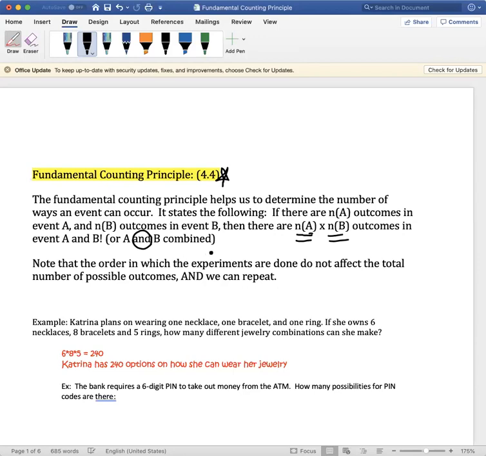So if we said, how many ways are there for us to cook eggs and make toast? There are 8 ways to cook eggs. There are 3 ways to make toast. 8 times 3 is a total of 24 possibilities of cooking eggs and making toast.